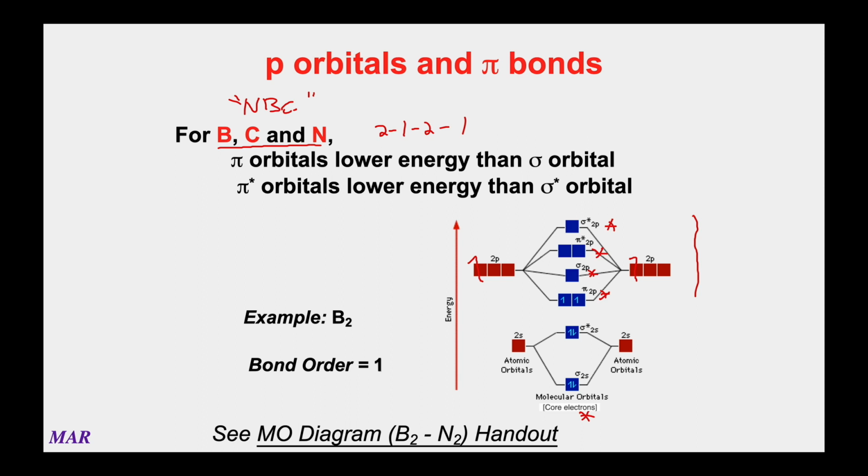Bond order, 1/2 parentheses, bonding minus antibonding. If you look at just the top part, that would be 1/2 parentheses, 2 minus 0, because there's only 2 pi electrons. All the other orbitals are filled, bond order of 1. So if you have B2, like this one, or N2, or C2, something with B, C, and N in it, then you're going to use this 2-1-2-1 diagram.